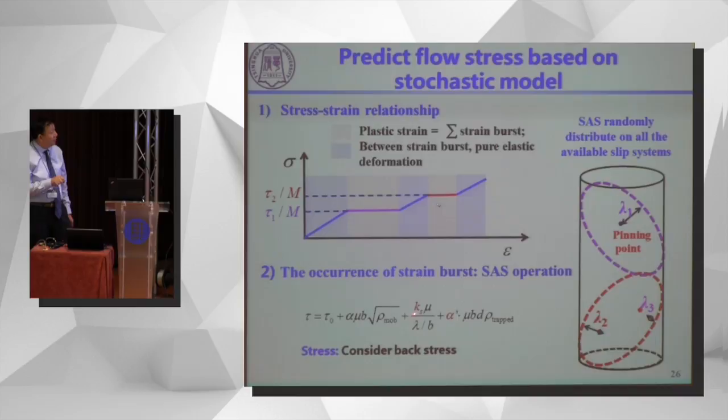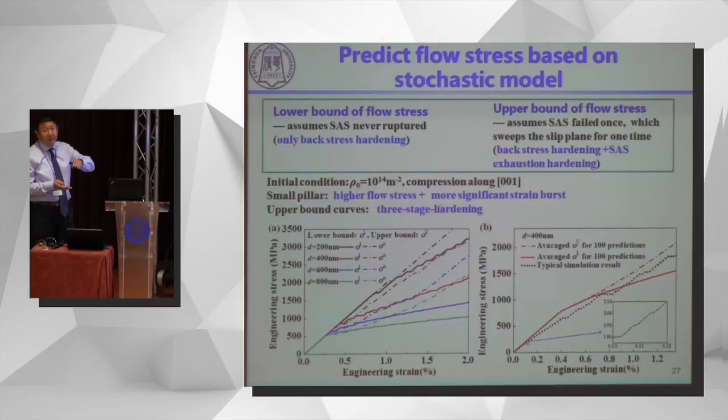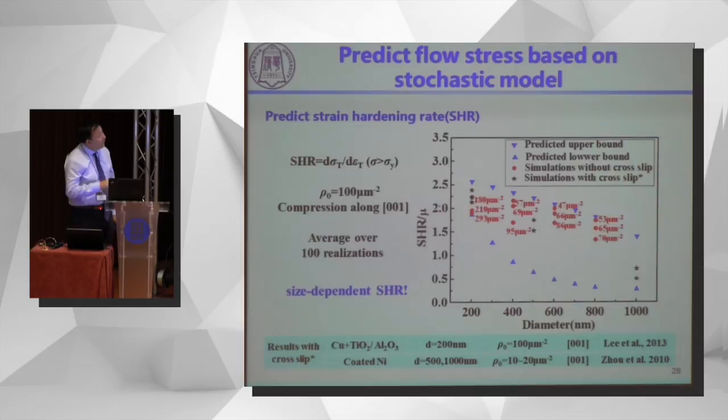If we want to give more experimental data or predicted values, we have a lower bound and an upper bound. For the lower bound of flow stress, we assume a single-arm dislocation is never ruptured, because the dislocation in the pillar continues to slip plastically. For the upper bound, we assume the single-arm dislocation fails once, sweeping the slip plane only once. Between the upper and lower bound, we have the typical simulation result.